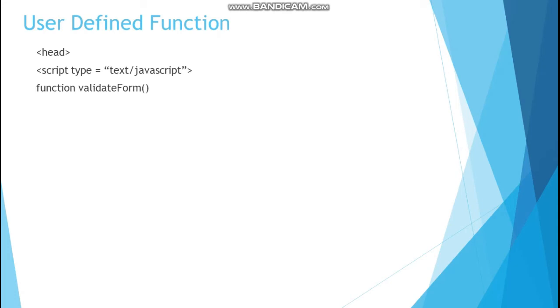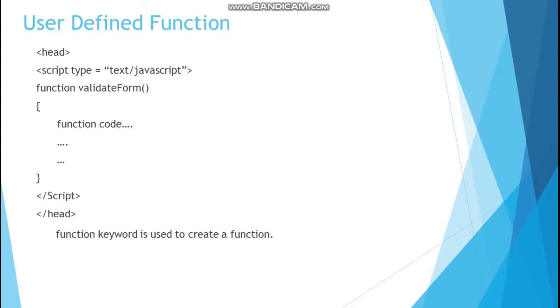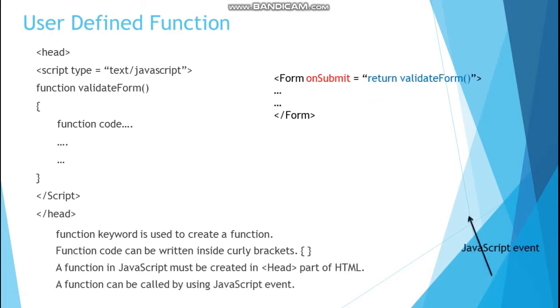So here it is given function validateForm. validateForm is the name of the function. Inside validateForm, we can write the function code in curly brackets. This way a function can be created in JavaScript inside the head part, and then we can call such a function from the body part. So all these things we have seen.